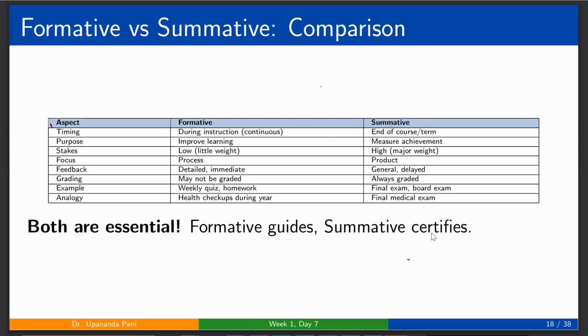Then feedback is detailed and immediate in formative, but in summative evaluation the feedback is general and delayed. Grading: formative may not be graded, but summative evaluation is always graded. Examples: weekly quiz, homework, final exam, board exam. You can relate the analogy here: health checkups during a year are formative, but the final medical exam is summative. So both are essential. Formative guides, summative certifies. This is how you can remember.